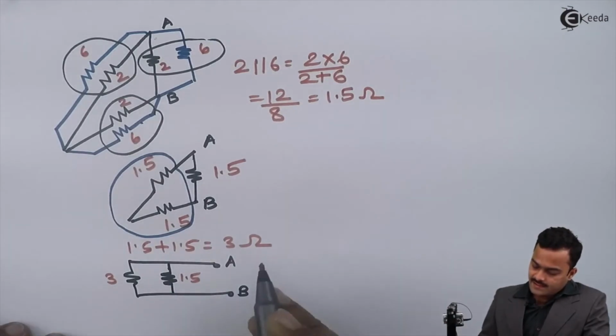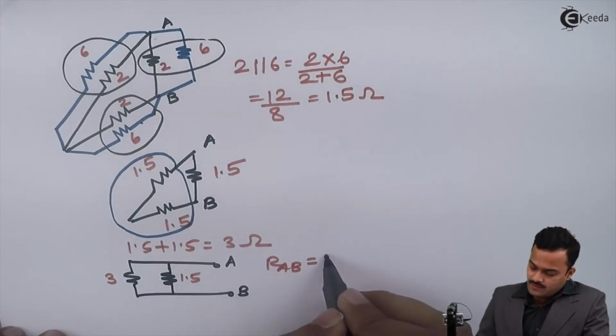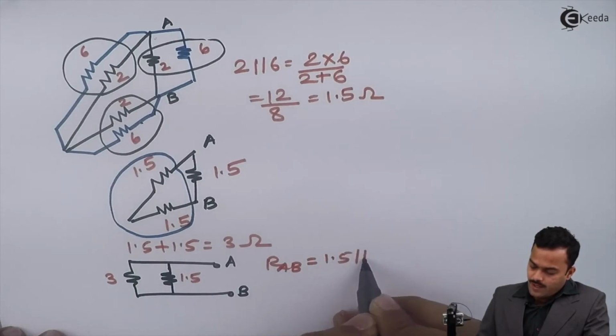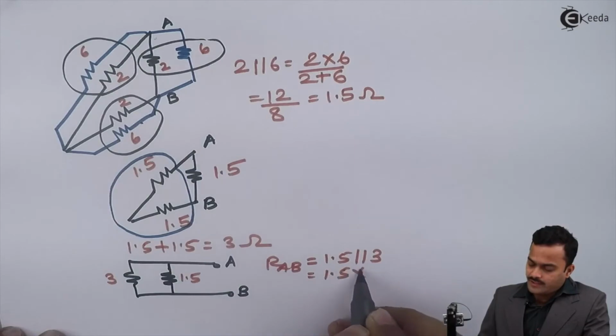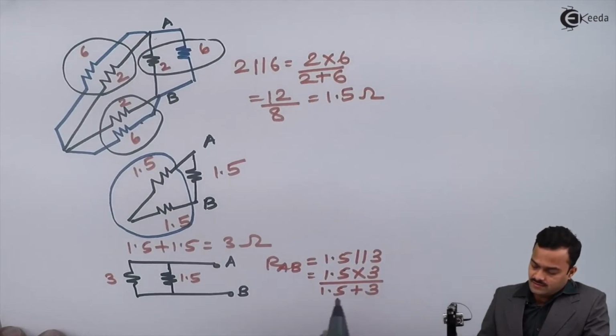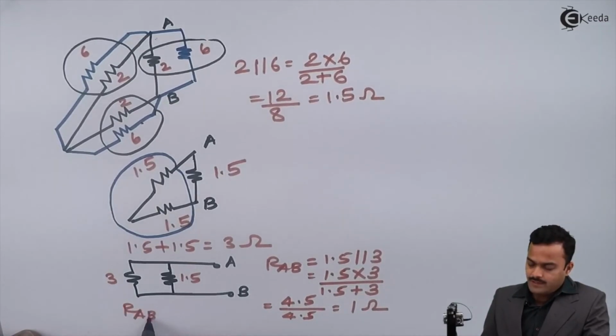So I can say RAB is nothing but 1.5 parallel with 3. So 1.5 multiplied by 3 divided by 1.5 plus 3. After solving this, I will get the answer as 1 ohm. So RAB I will get as 1 ohm.